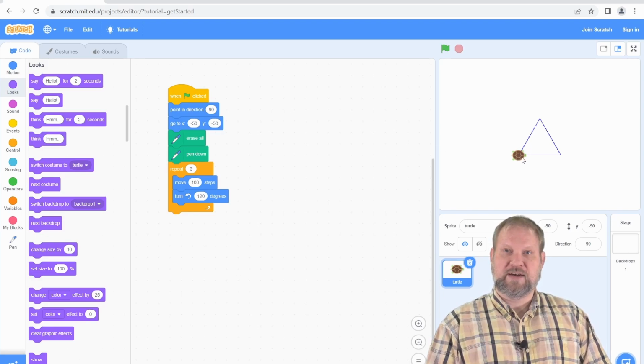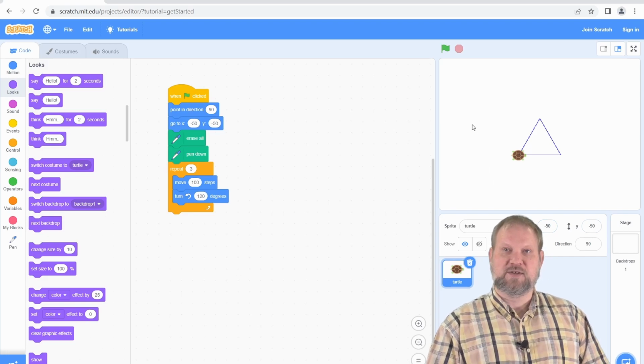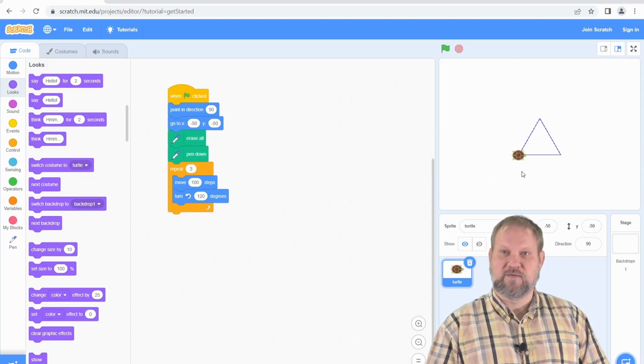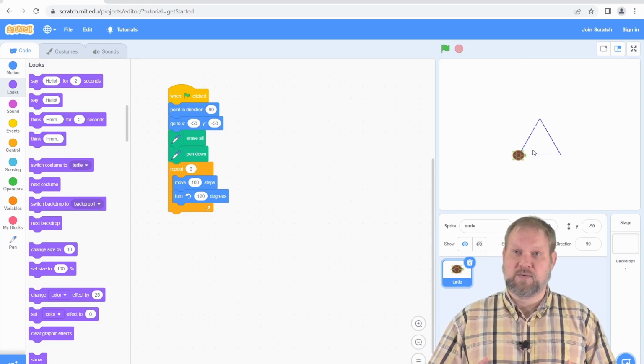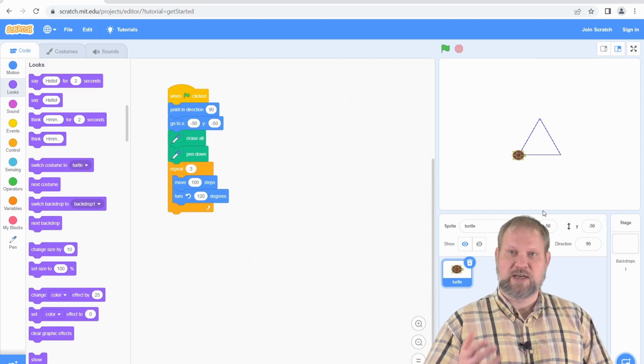The other thing I'll point out is our turtle has an X and a Y position here. The X is where it is on the horizontal axis, and the Y is where it is on the vertical axis. And this is really laid out the same way that we teach in geometry. The origin of our coordinate system is right in the center of the stage, and it increases in an upward direction and decreases in a downward, the Y does.